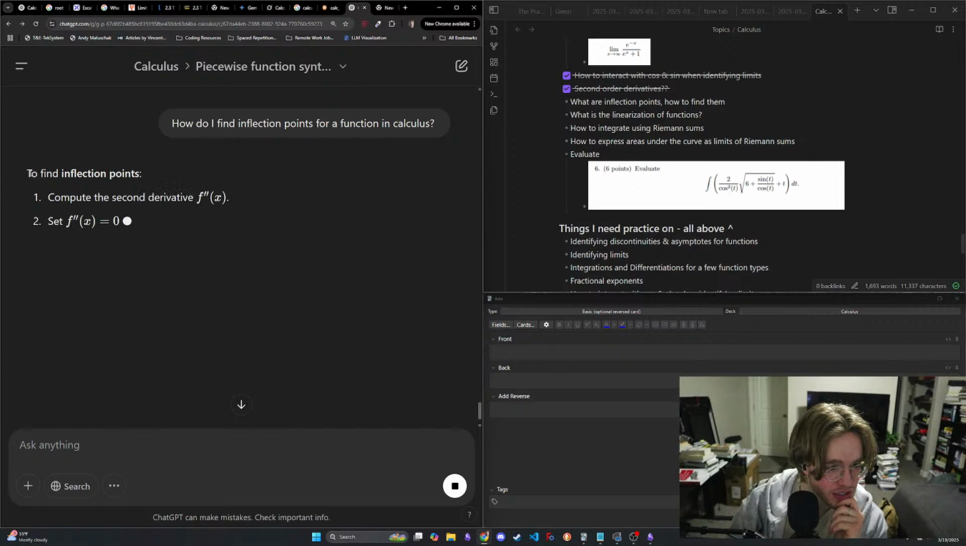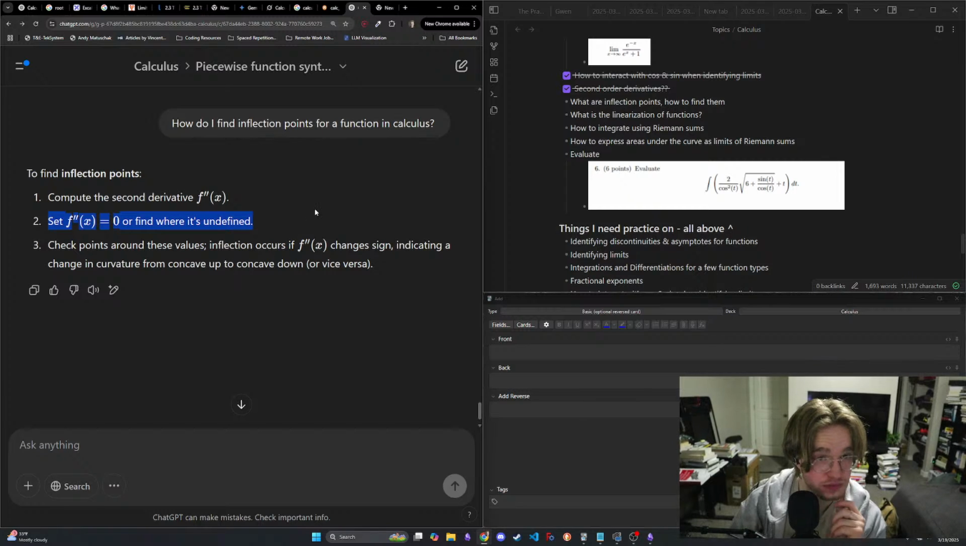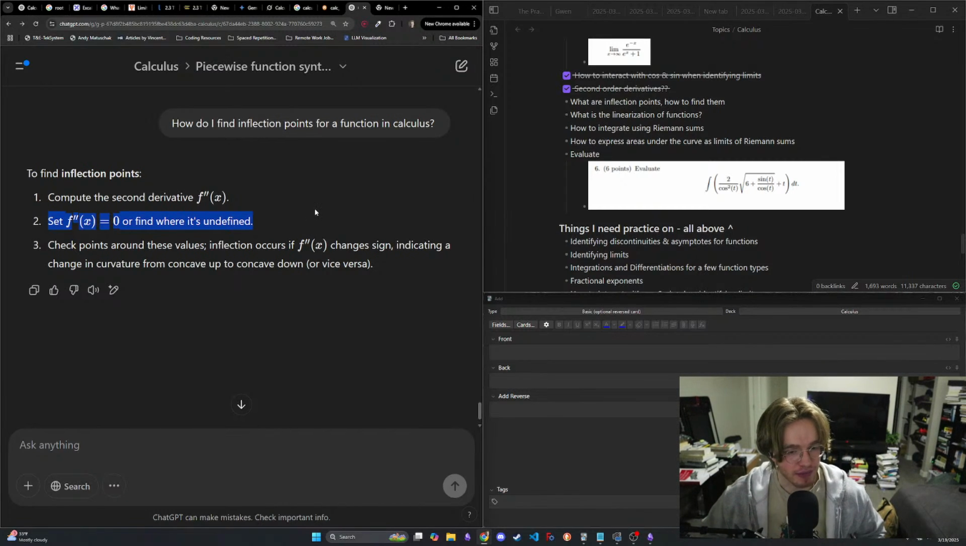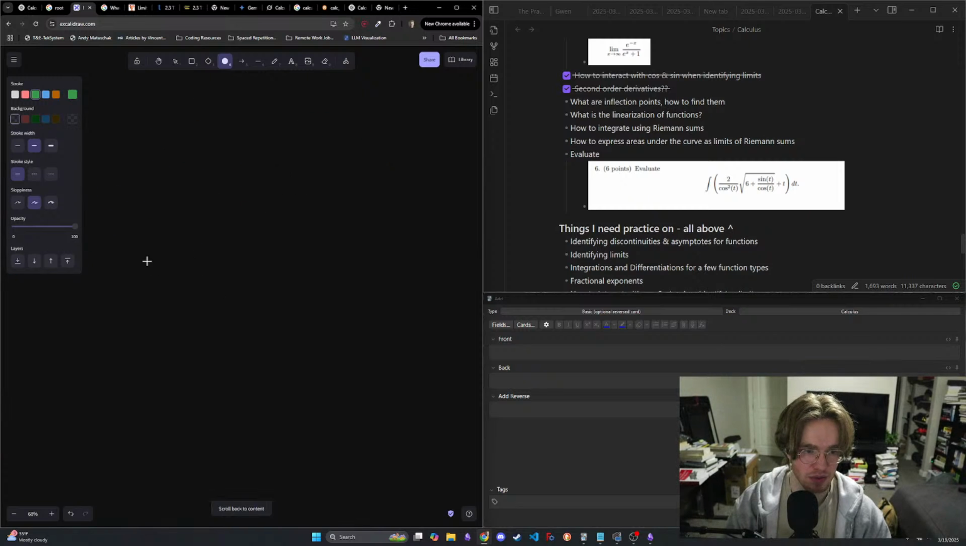Okay, so we compute the second order derivative. We set the result to be 0. Oh, okay, that makes loads of sense. I think before I didn't get this at all, but now it's almost entirely clear.